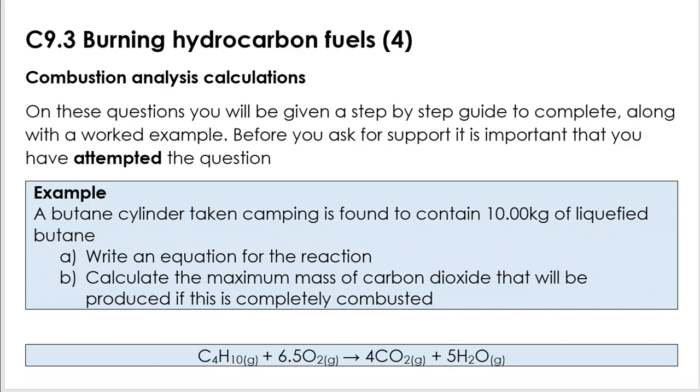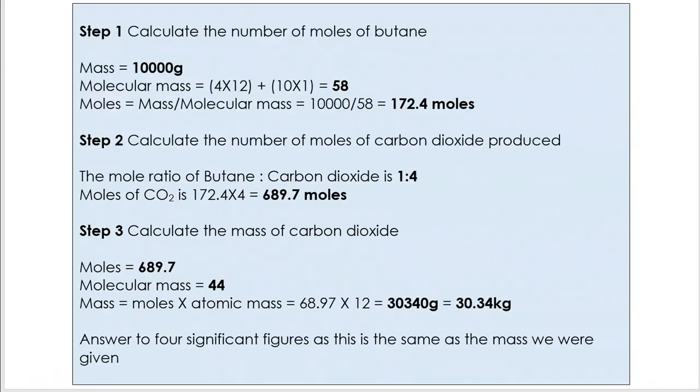So that's the question. Here is a potential way to answer it. We have got the mass of butane. We can find its MR to calculate the number of moles that we have. I can then use the equation where there's a 1:4 ratio to work out how many moles of CO2 there are. And then from there, I can multiply the number of moles by the molecular mass of CO2, and that takes me to the actual mass of carbon dioxide produced.